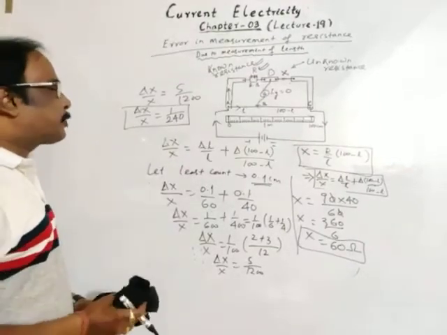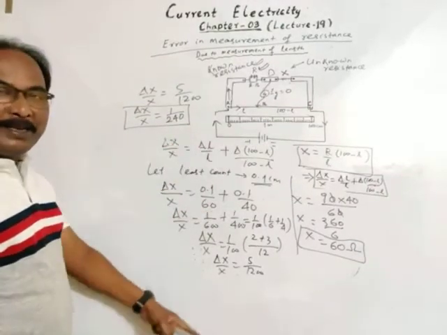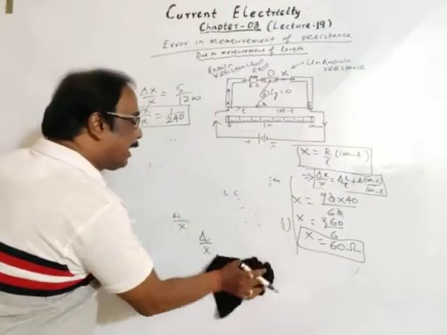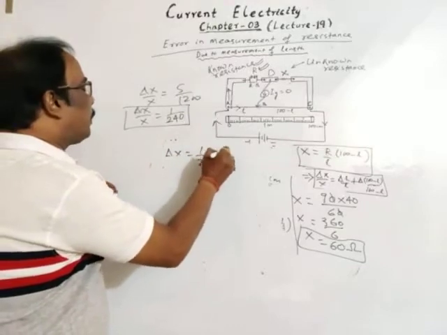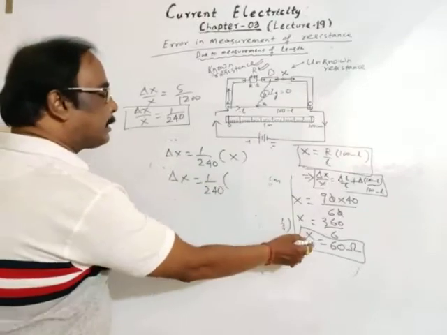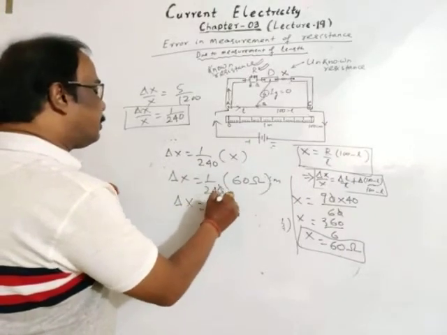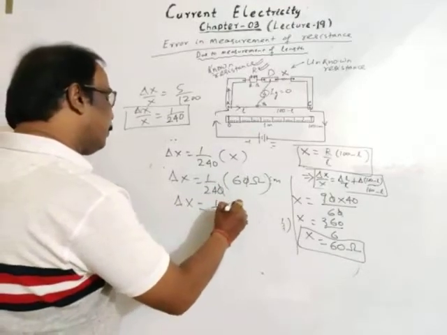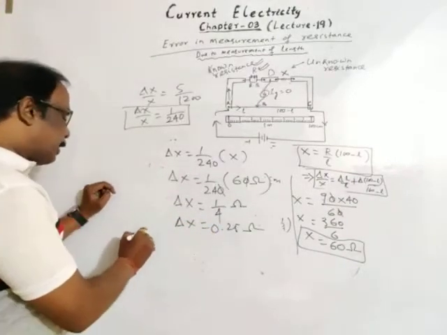Then we will have the expression for the unknown resistance. From this we can calculate delta X. Delta X is equal to 1 divided by 240 into X, and X is 60 ohm. The zeros get cancelled, and it is 6 divided by 24, which is 1 by 4 ohm, which means delta X is 0.25 ohm.